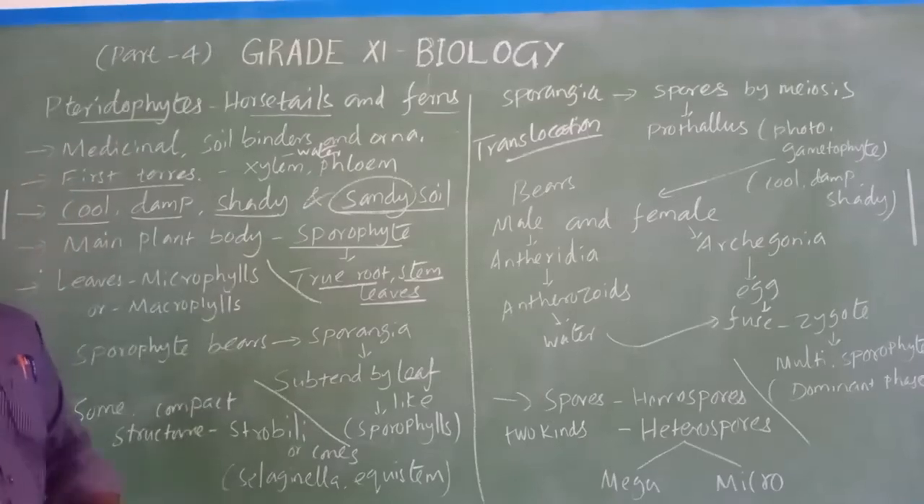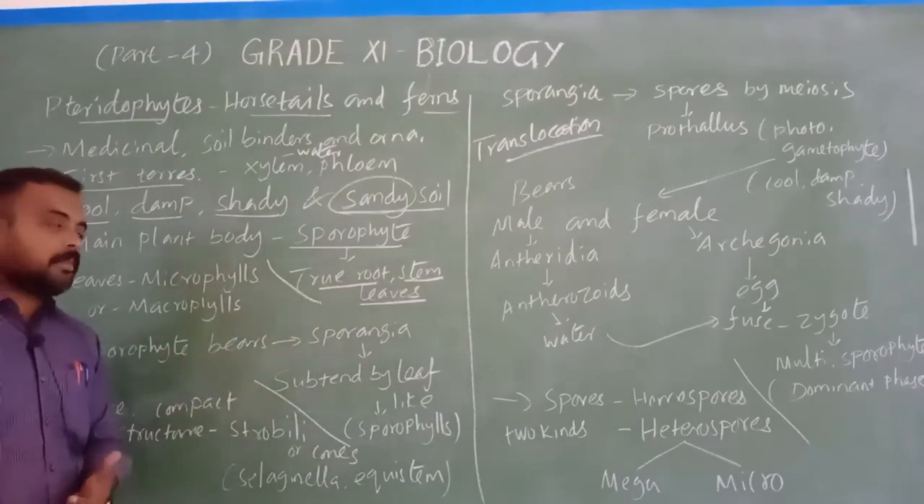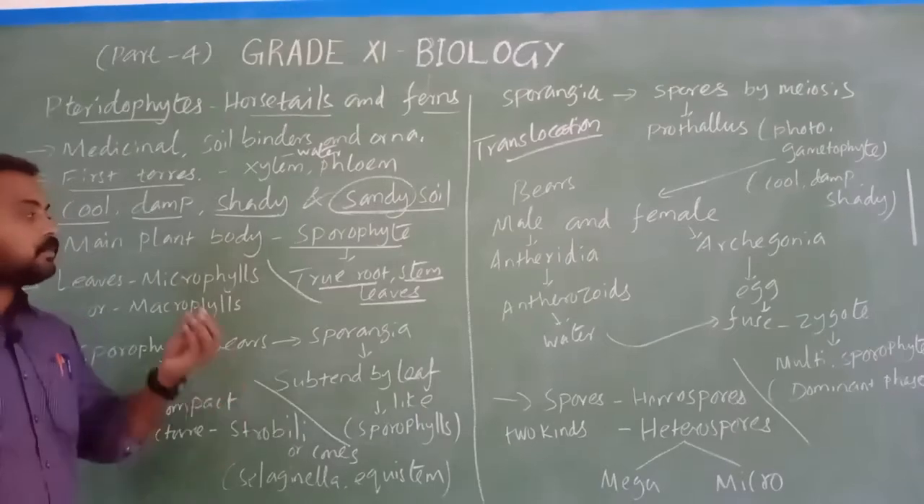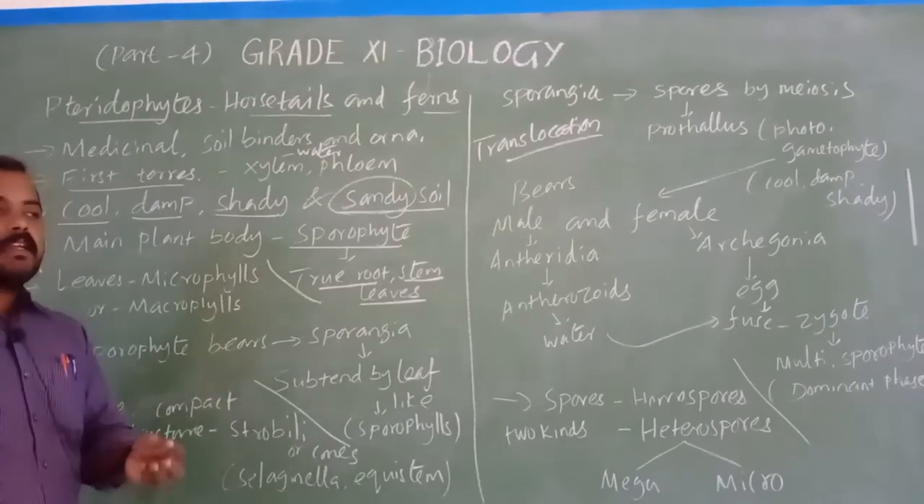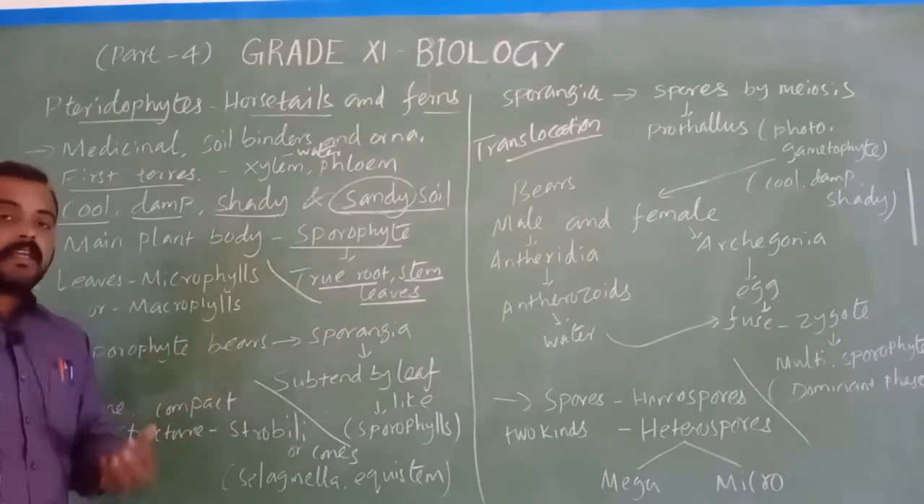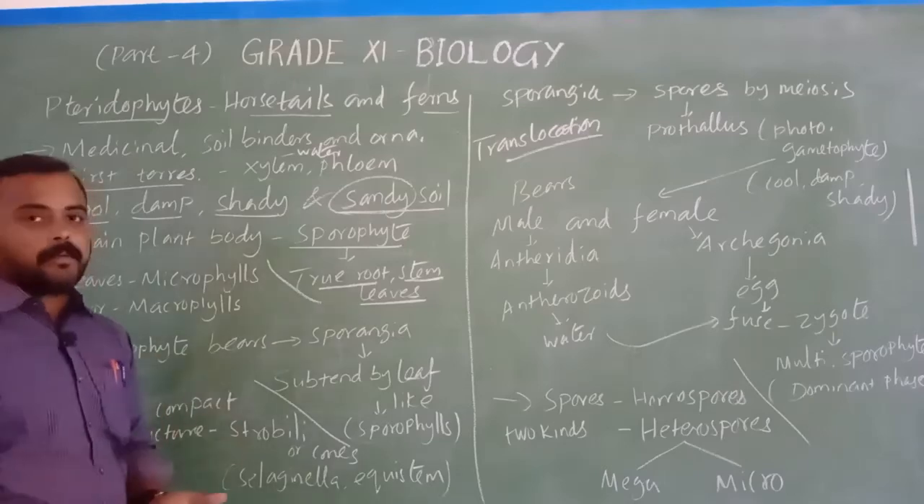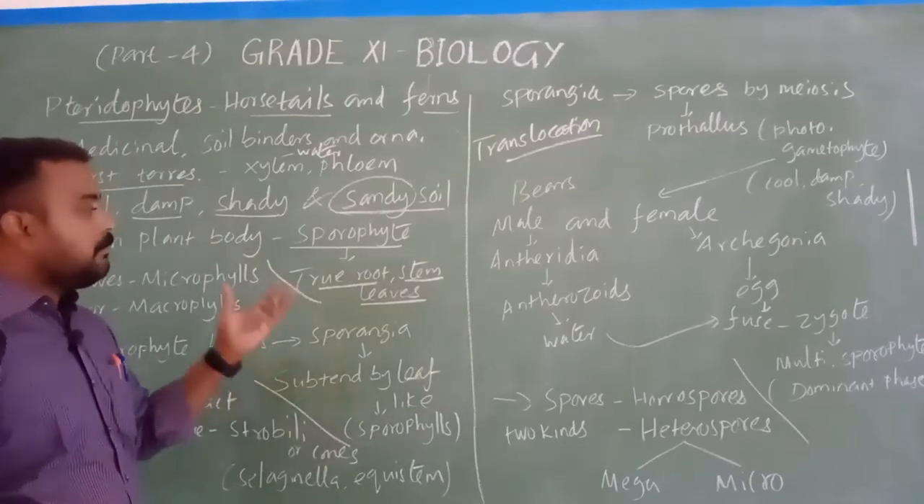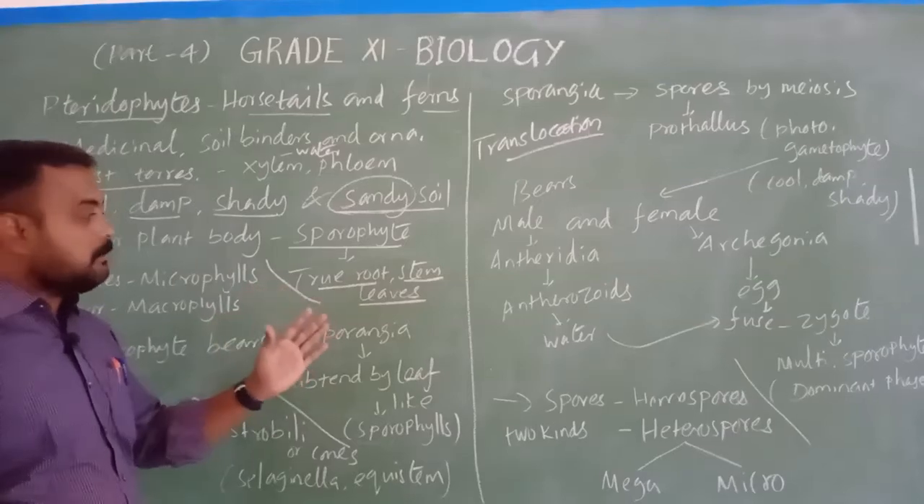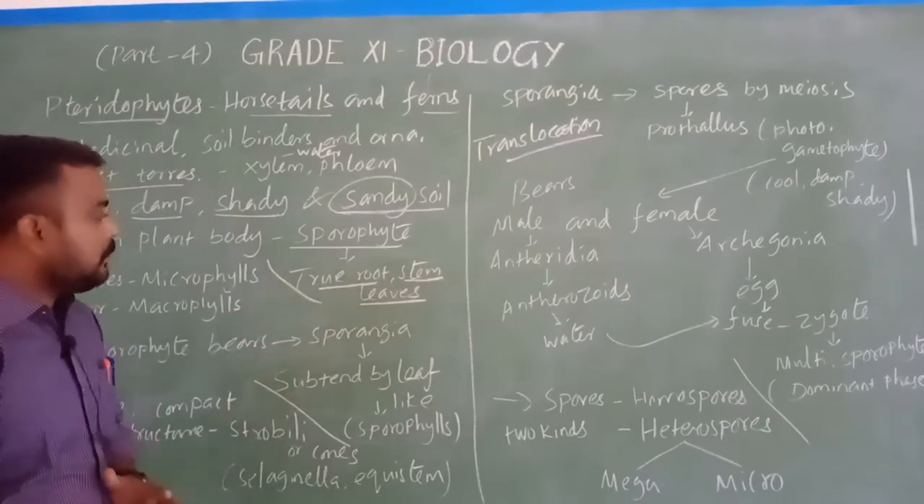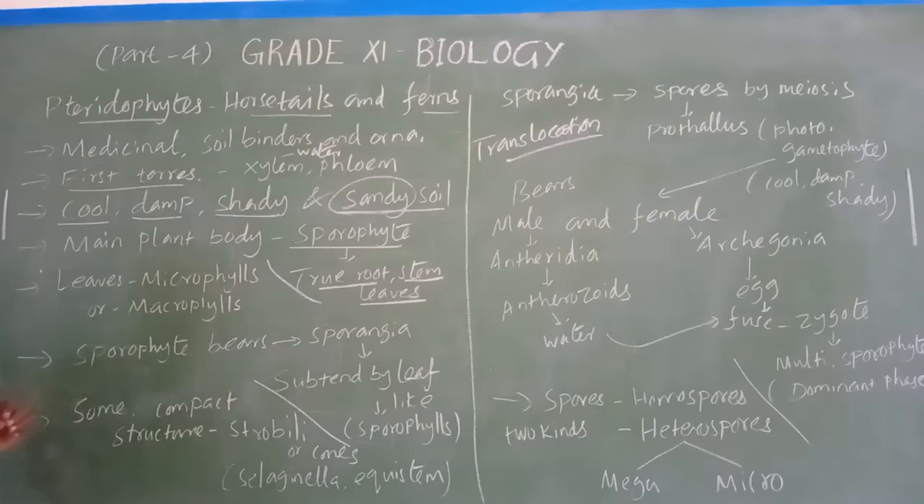Because in the bryophytes, we don't have true root, stem, leaves. It is root-like, stem-like, leaf-like. It is thalloid. But here we have true root, stem, and leaves. Okay. The next one, the leaves.